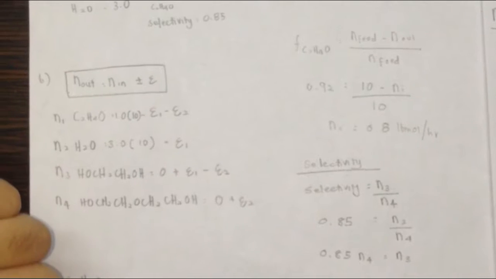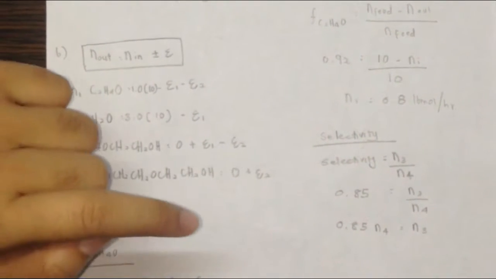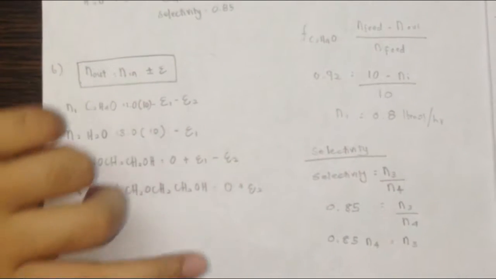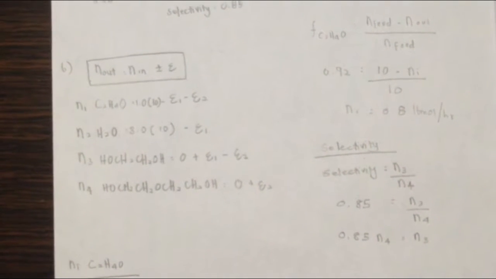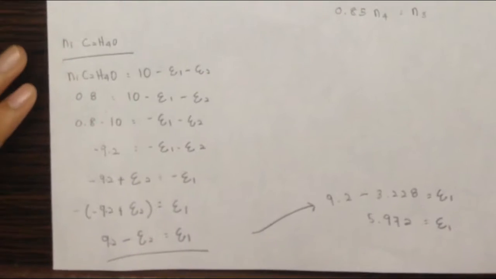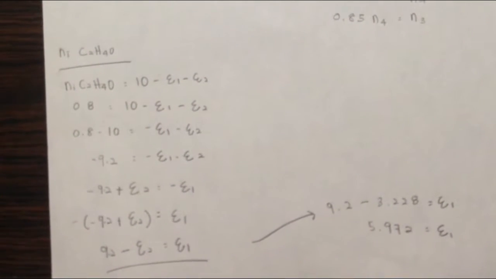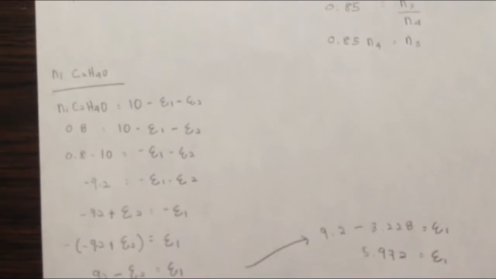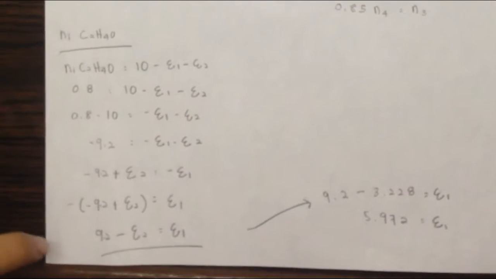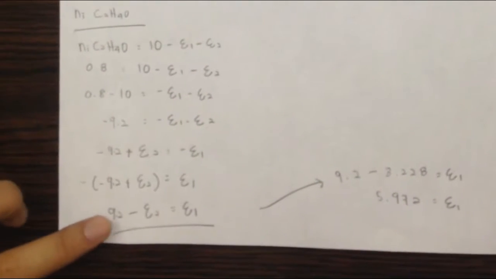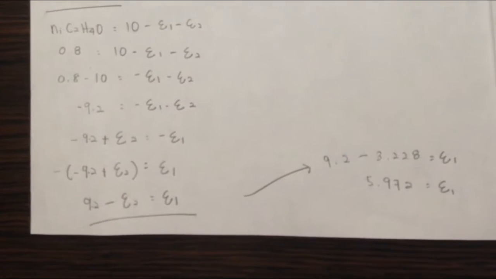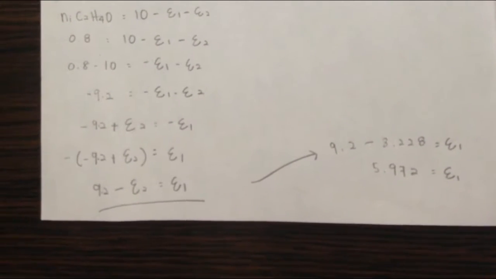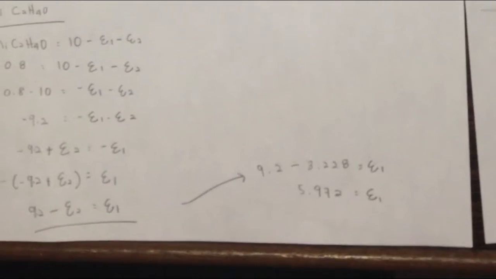And for the selectivity, selectivity is equal to N3 over N4. So the equation for selectivity is 0.85 N4 equals N3. So we know that N3 equals 0.85 N4. For N1, we know the value of N1, so we can find the chi with this equation. For the N2 equation, we can solve the chi because we have two unknowns, chi1 and chi2. So we go to the N2.